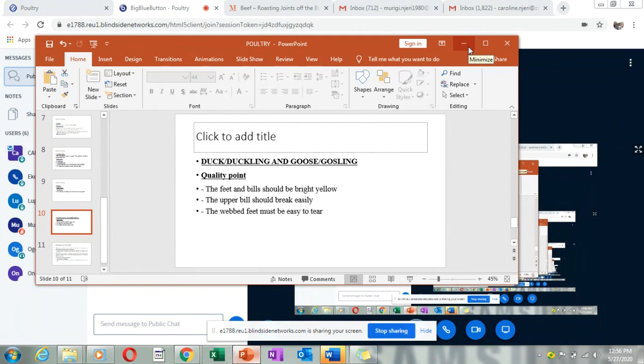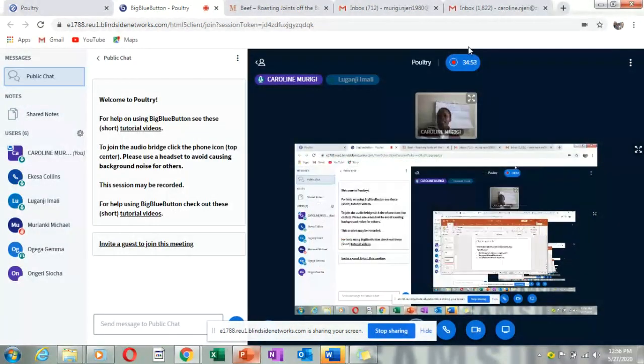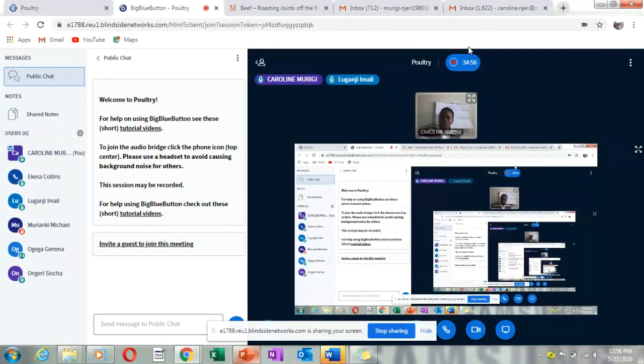If they are not easy to tear, hivyo ni kumaanisha huo bata ni mzee sana, ama huyo goose. The Swahili word for goose is bata mzinga ama hapana, bata mzinga ni turkey. Goose anaitwa sijui bata nani, but both the goose and the duck, miguu zao, the webs here should be able to tear easily kama huo bird hajazeeka sana.